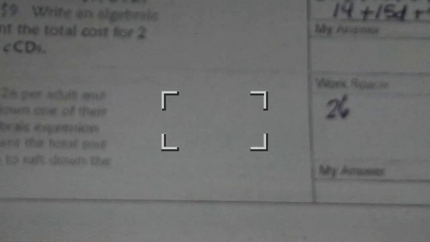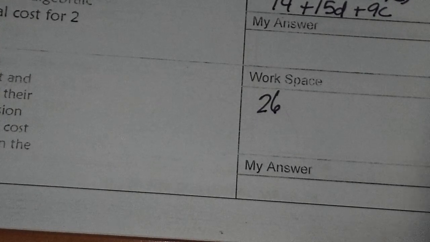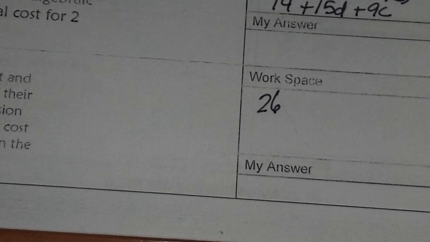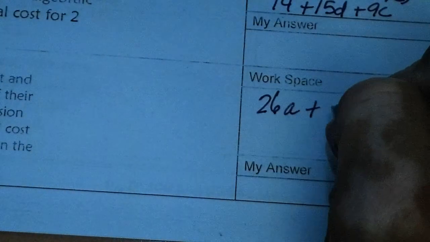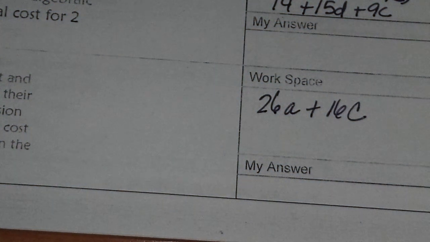All right, so what would you write? So a national park charges $26 per adult, and $16 per child, for rafting down one of their two rivers. Write an algebraic equation that can be used to represent the total cost for A adults and C children who ride down the wild river. So what we do is 26 times A plus 16 times C. Correct. So 26 times A plus 16 times C.